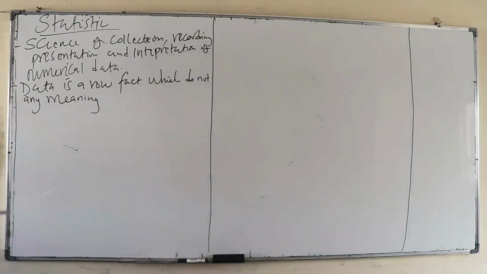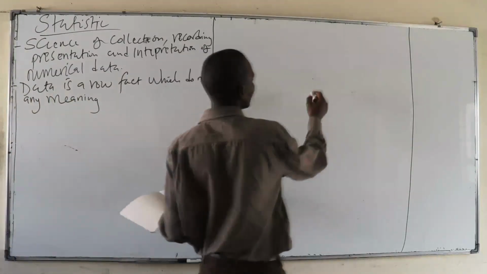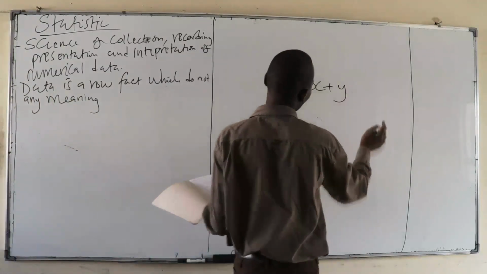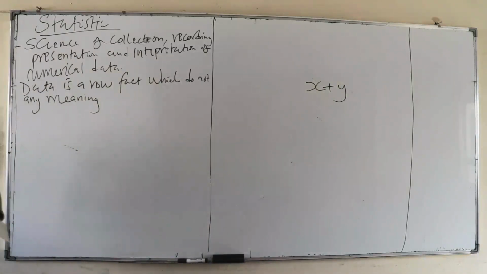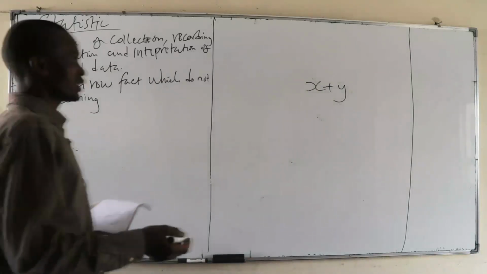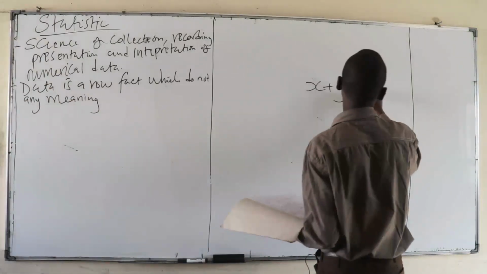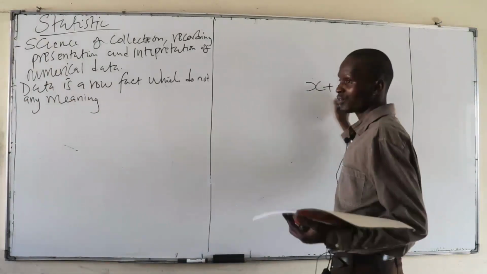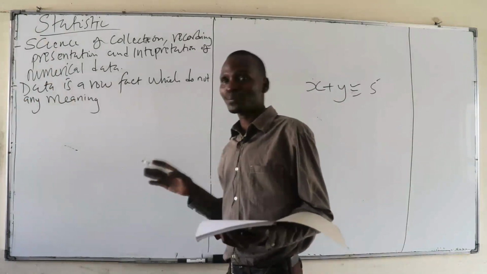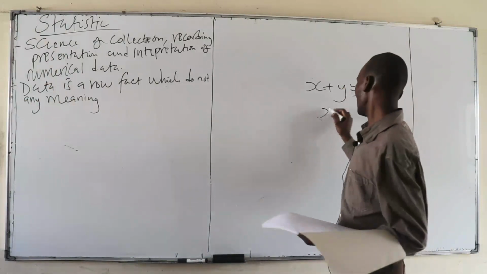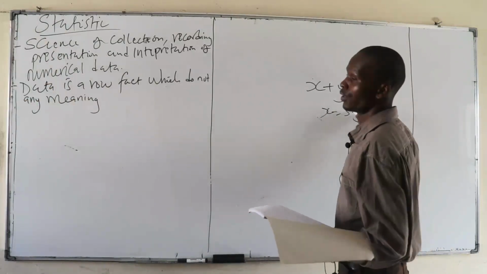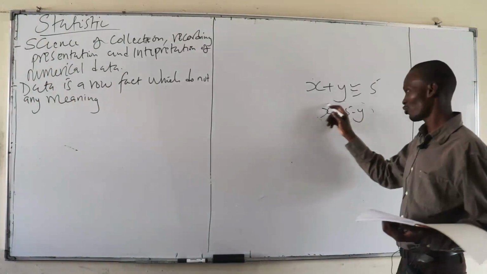Like if I tell you it's X plus Y, and then I leave it like that, that's data. You never understand what X refers to or what Y refers to. But if I tell you that I equate it to something, like maybe 5 or 6, at least you'll know that X plus Y is equal to 5. Then if I take X is equal to 5 minus Y, at least now you are coming out with some sense.